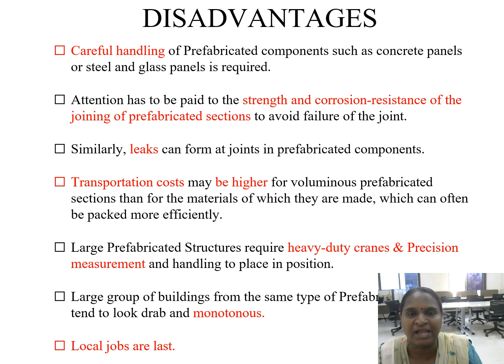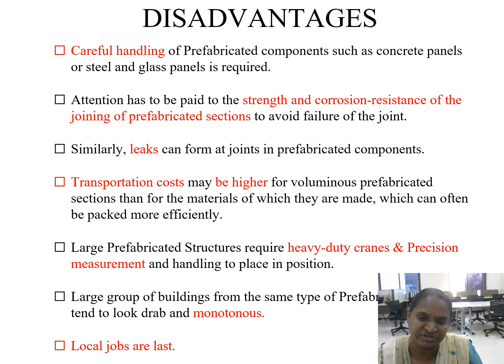Careful handling of prefabricated components such as concrete panels or steel and glass panels is required. Attention has to be paid to the strength and corrosion resistance of joining of the prefabricated sections to avoid failure of the joint. Similarly, leaks can form at joints in prefabricated components. Transportation costs may be higher for voluminous prefabricated sections than for the materials from which they are made, which can often be packed more efficiently.